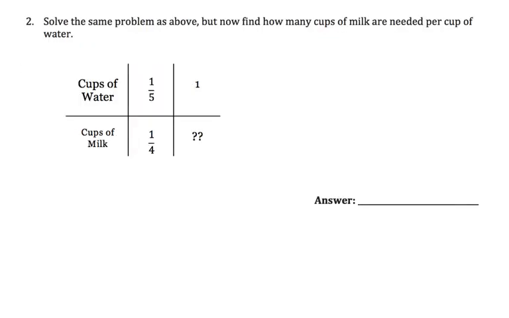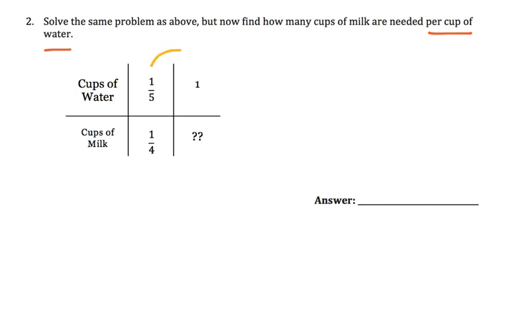Alright, hopefully you're realizing that you could ask for 1 cup of one of the things, like water, or 1 cup of the milk. So it's almost like this problem has 2 unit rates, and you just have to read carefully to see what it's asking. So number 2 says, solve the same problem as above, but now find how many cups of milk are needed per cup of water. So this time, we're trying to go up to 1 cup of water.